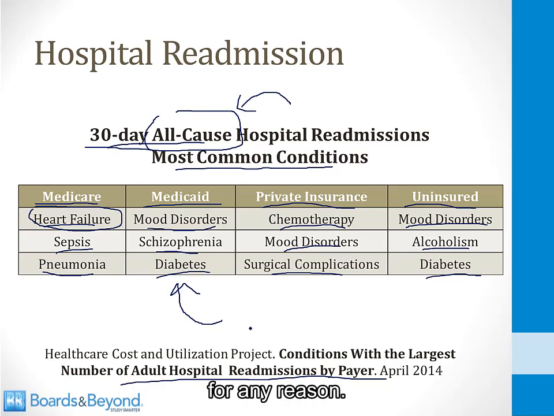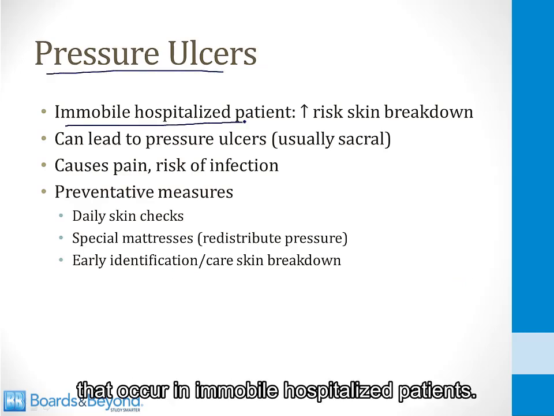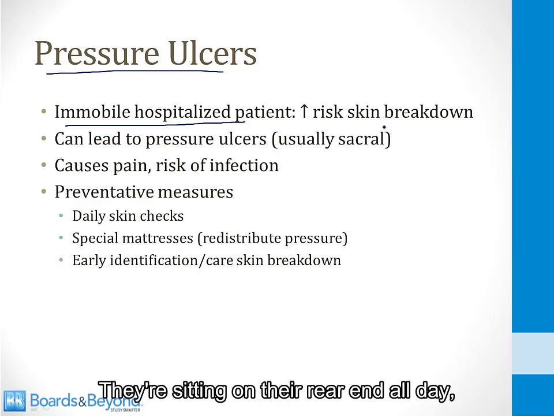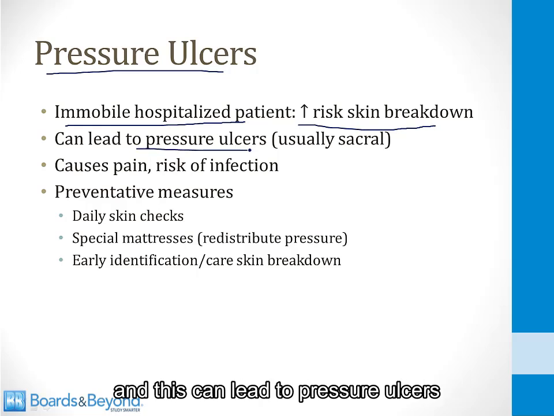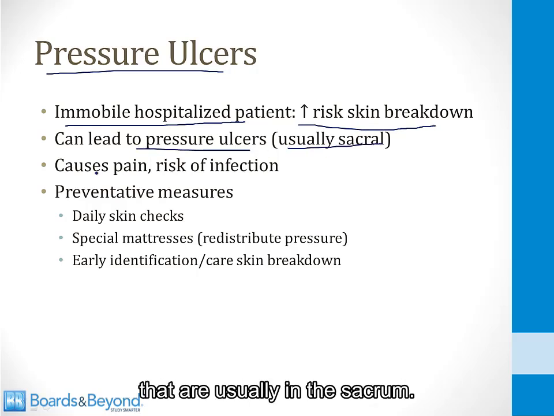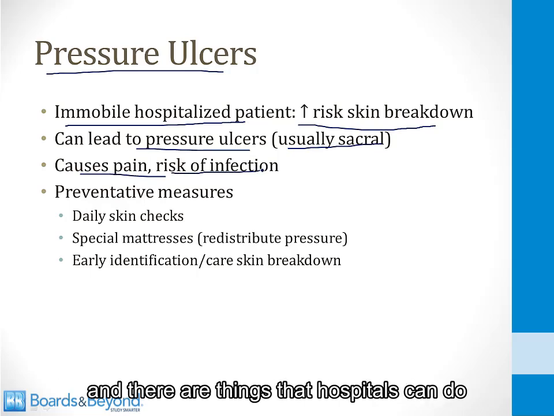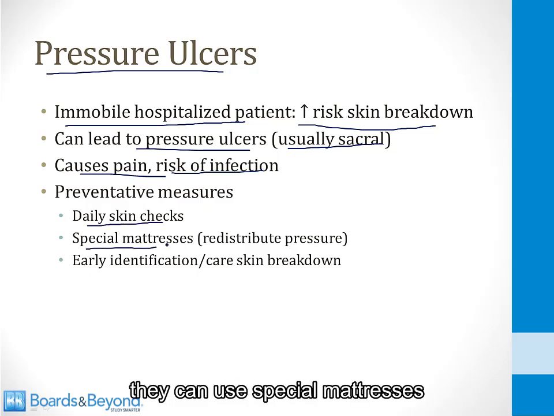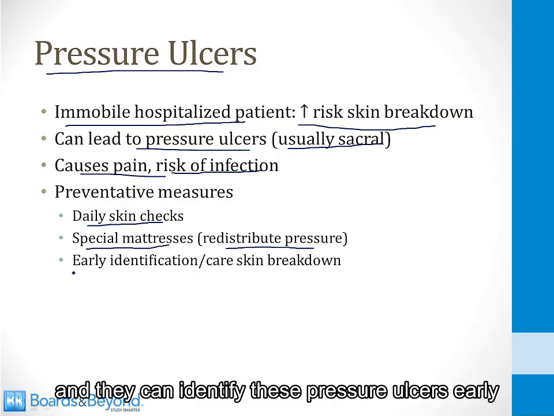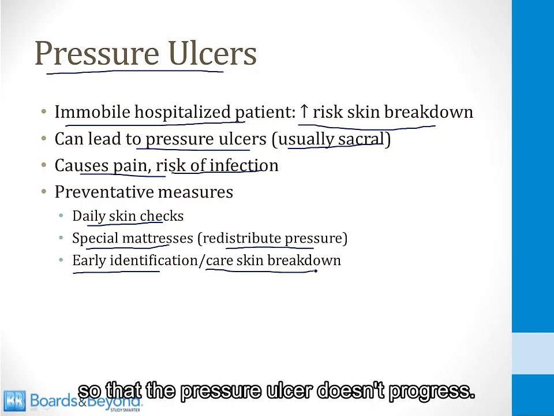Pressure ulcers are skin lesions that occur in immobile hospitalized patients. They're sitting on their rear end all day, and there's a high risk of skin breakdown, and this can lead to pressure ulcers that are usually in the sacrum. This can cause pain, and it can be a risk for infection. And there are things that hospitals can do to prevent pressure ulcers. They can do daily skin checks. They can use special mattresses that redistribute the pressure, and they can identify these pressure ulcers early and take good care of the skin so that the pressure ulcer doesn't progress.